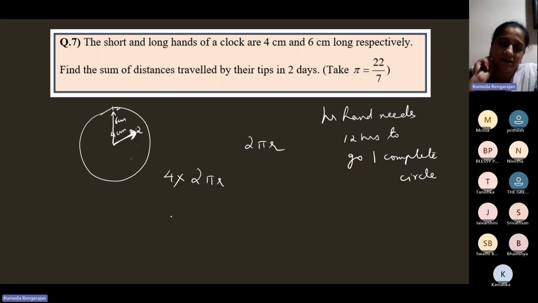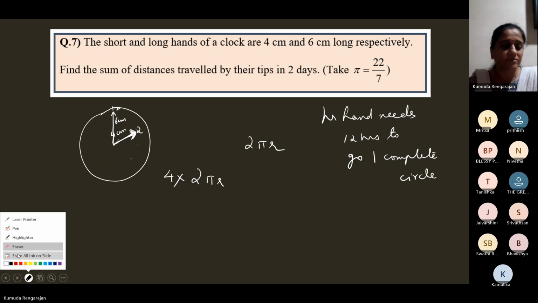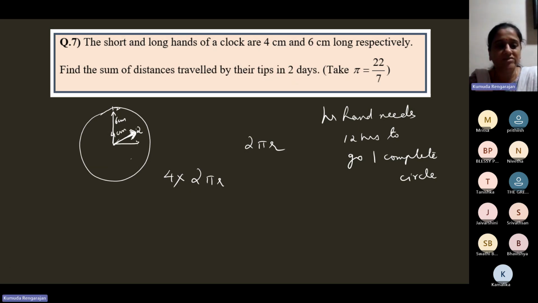Now coming to the minute hand. Again, coming back to 2 o'clock in the afternoon, where's the minute hand? It's at 12. At 2 o'clock in the afternoon, the minute hand is at 12. When will the minute hand come back to 12? When the clock strikes 3. When the clock strikes 3, the minute hand will come back to 12. When will it again come back to 12? When the clock strikes 4.